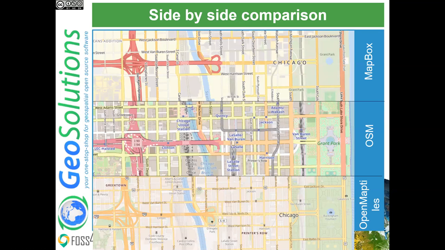So in the middle here, we have OpenStreetMap.org, the official. At the top, we have Mapbox. At the bottom, OpenMapTiles. As you can see, the official OSM map is richer in terms of details. It has more labels. It has more features in the map, generally speaking. The map is more visually dense. The Mapbox and the OpenMapTiles instead are lighter.